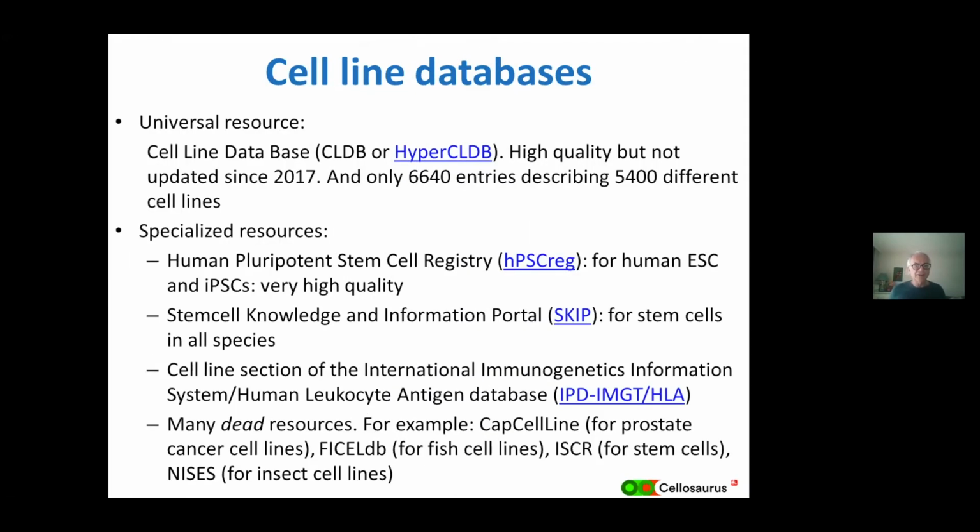So here were those different types of resources. There's a resource for cell lines which are used in the framework of the MHC complex to type the MHC complex. It's the International Immunogenetics Information System, which has a section on cell lines. And unfortunately, there are many dead resources. Here are at least 4 of them. One was specific to prostate cancer cell lines, one was for fish cell lines, one for stem cells, one for insect cell lines. All those resources are no longer updated. Not only are they not updated, but they disappeared completely from the web, or they're completely unresponsive.